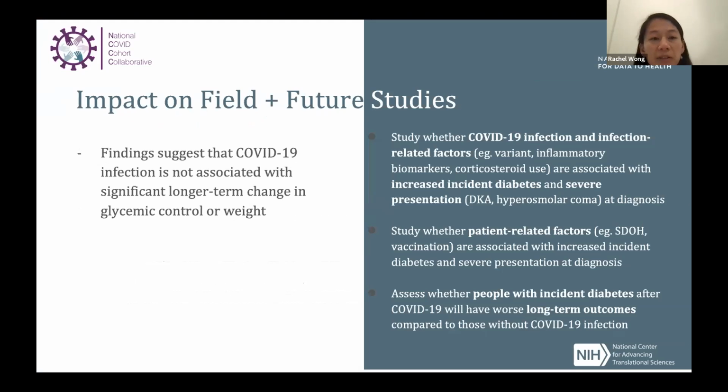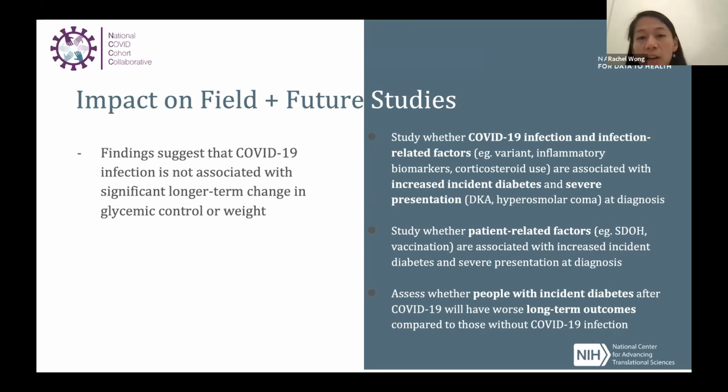So, impact on the field: our findings suggest that COVID-19 is not associated with significant longer-term change in glycemic control or weight. So from a primary care standpoint, this is very reassuring because the burden of disease is great. The amount of care needed for diabetes is really high in the US, and the comorbidities and complications that can come with uncontrolled diabetes can severely impact cost and just health in the US population. So I found this to be somewhat reassuring.